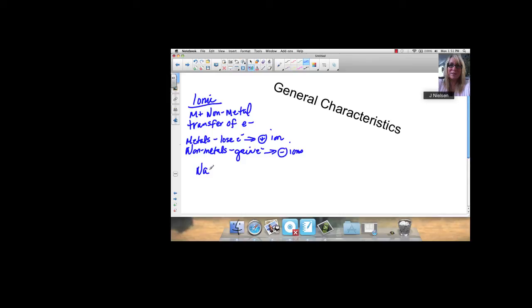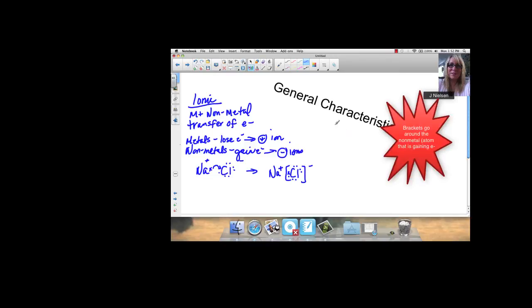Na has 1 valence electron, Cl has 7 valence electrons. So Na gives up its electron to Cl, thus becoming a positively charged ion, and chlorine a negatively charged ion. Okay, so Na, with its positive charge, is then attracted to chlorine with its negative charge, and a bond is formed.